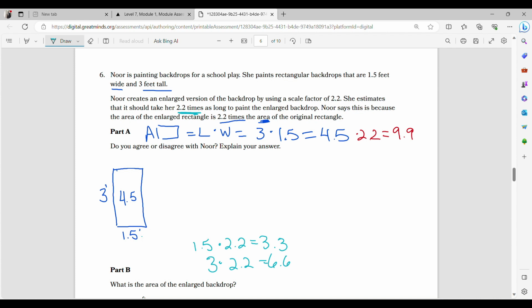But the area of a rectangle is length times width. 3.3 times 6.6, which equals 21.78. Totally different answer. And if she's going by it being 2.2 times the length of time, this throws that off completely.